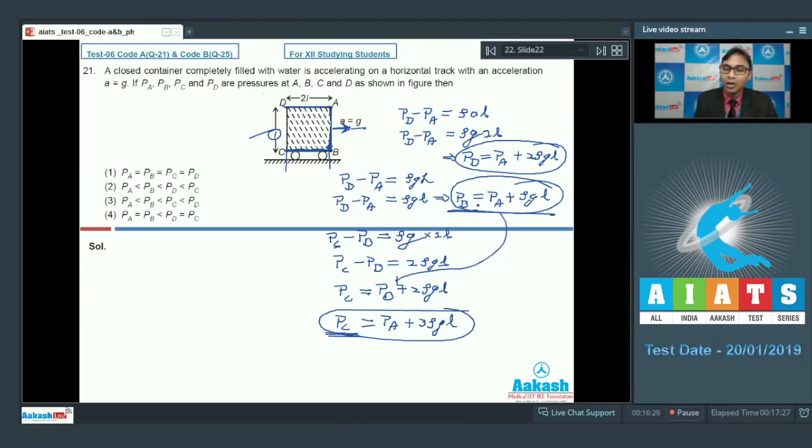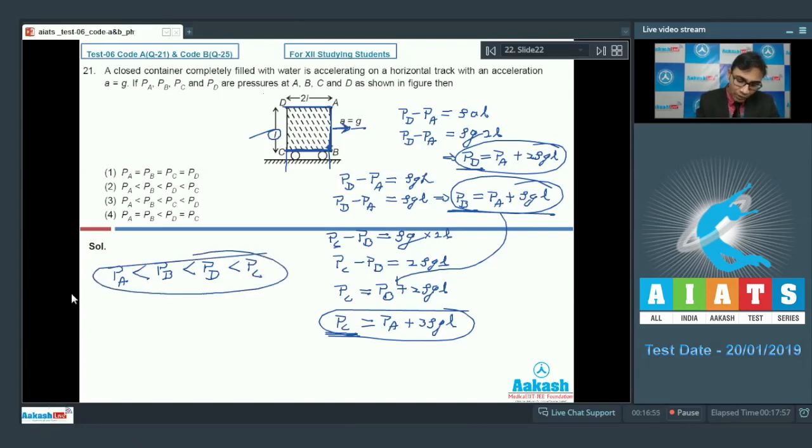Pressure at B will be more than PA, right? But less than pressure at D. So by comparing this, we can say that the pressure at A will be the lowest, pressure at B will be more than pressure at A, pressure at D will be more than pressure at B, and pressure at C will be the maximum. So we can say that our option number 2 will be the correct choice.